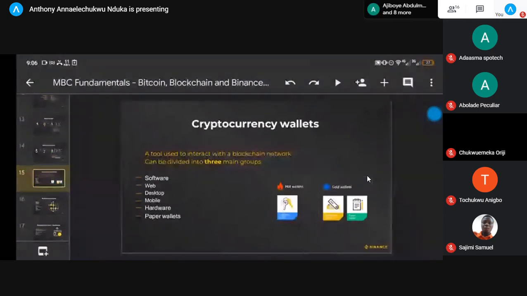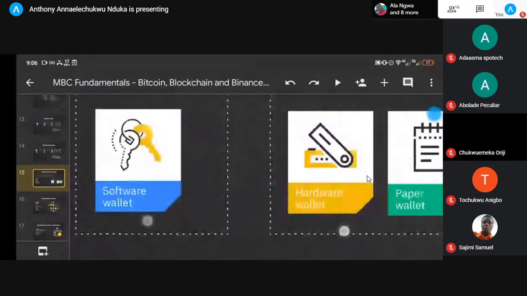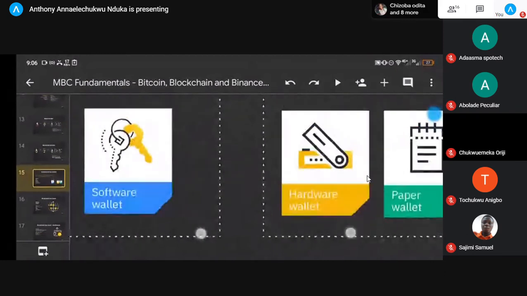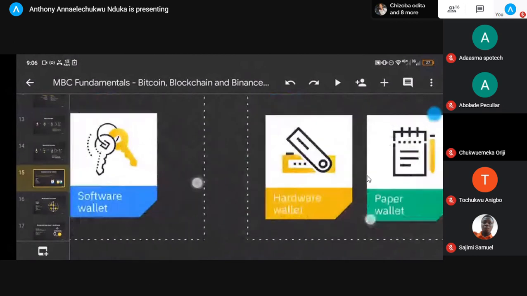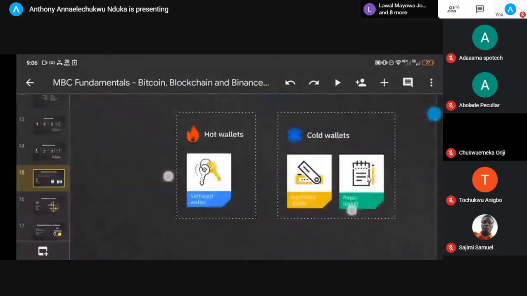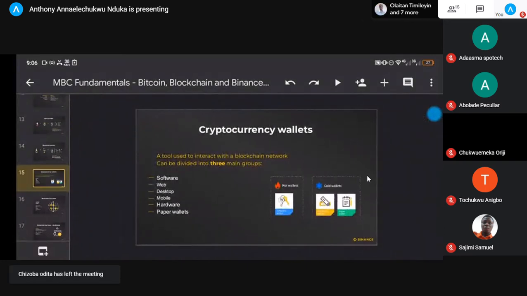If you look at this, here they showed us cold wallets. You see something that looks like a hardware. This is what a hardware wallet looks like. It looks like a flash drive, and you can store your money in there with ease. Now, the last one is the paper wallet. Paper wallets, you can actually write it down. It can be printed and stored for safety.